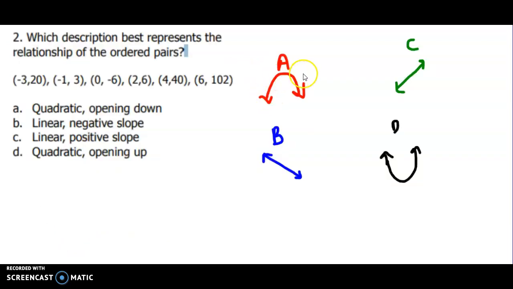If your points form a curve like this, a quadratic opening down, answer choice A. If your points form a line like this, this is C, this is linear and it's positive. If your points make a line and it's going down, that's linear negative, answer choice B. And if it forms a quadratic opening up, that is going to be answer choice D. So you're going to type in those points and see which one that looks like.